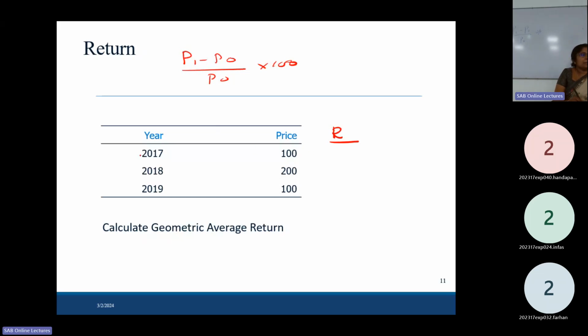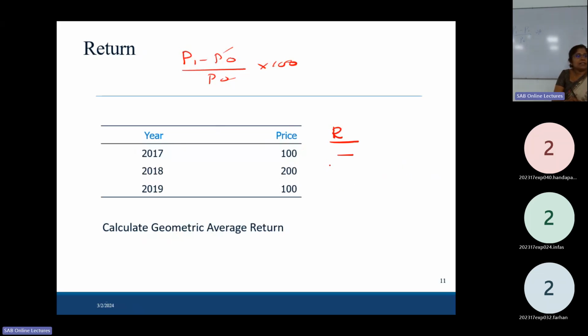If you calculate the return for 2017, there is no information for P0. For 2017, if you are calculating annual return, in the question there is no previous year price information. Therefore, you cannot identify this P0 here, and you cannot calculate the return for 2017. So for 2017, there is no way to calculate.